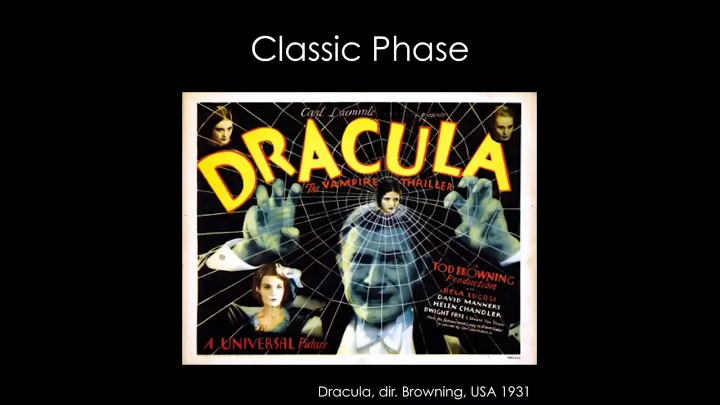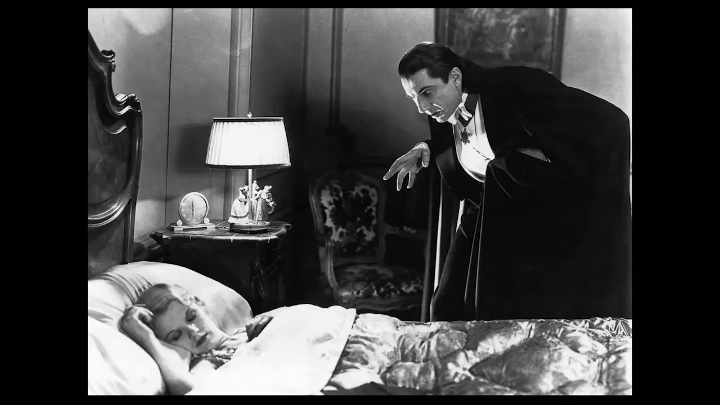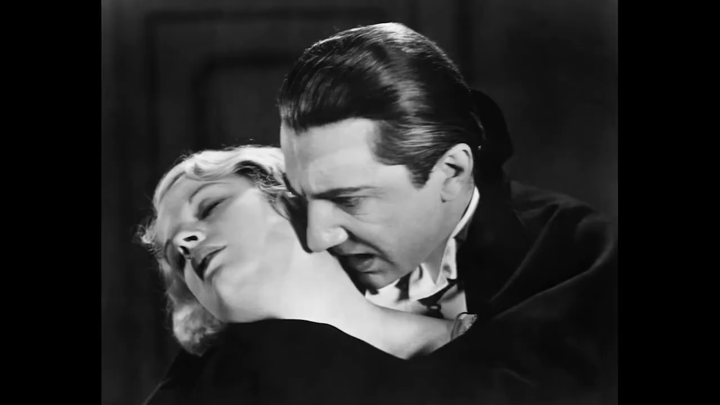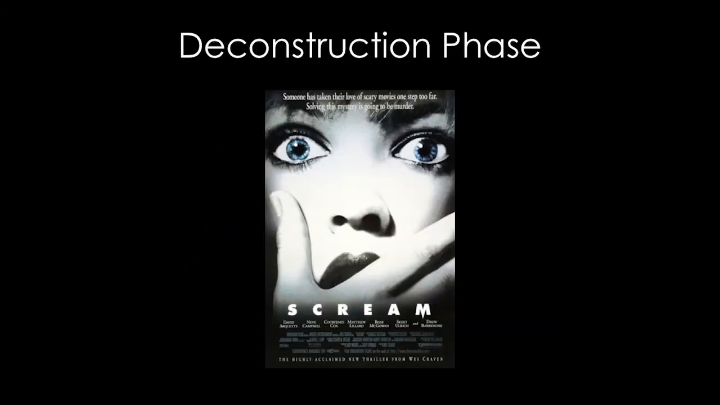The film Dracula, made in 1931, directed by Todd Browning, starring Bela Lugosi, is where we see established the conventions of lighting, staging, character and performance styles. They can seem laughable to contemporary audiences today, which partly explains the next phase, or parody phase, where these genres are mimicked or mocked.